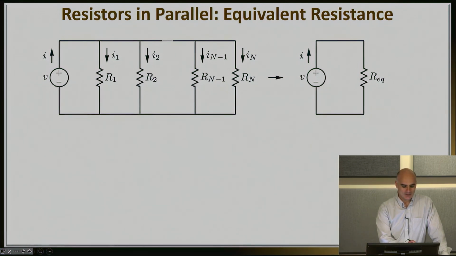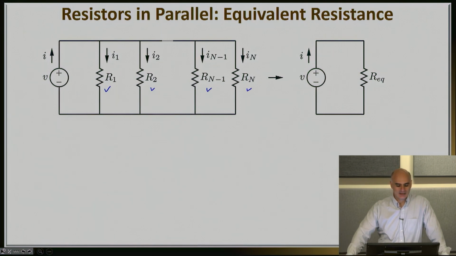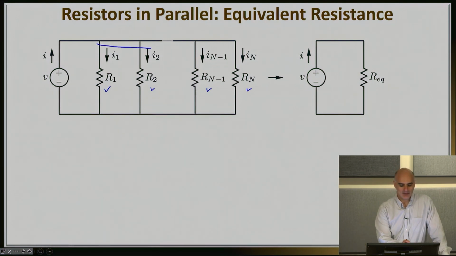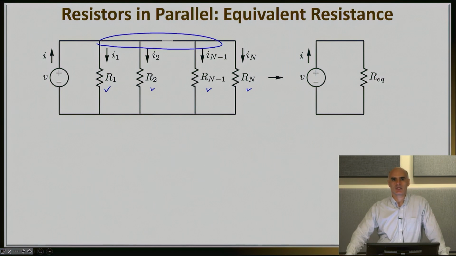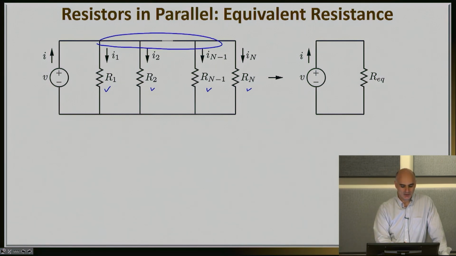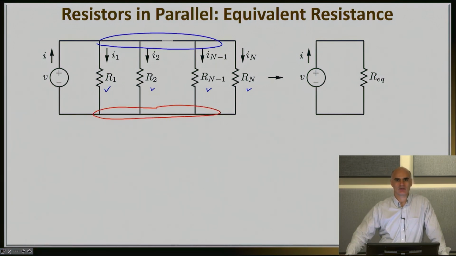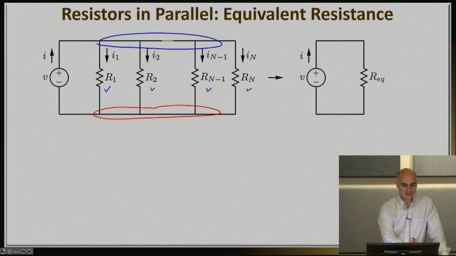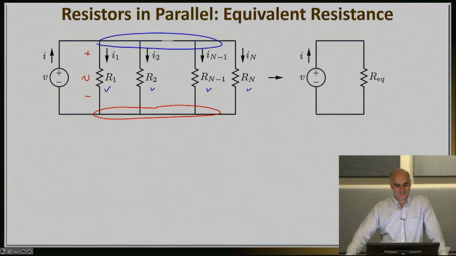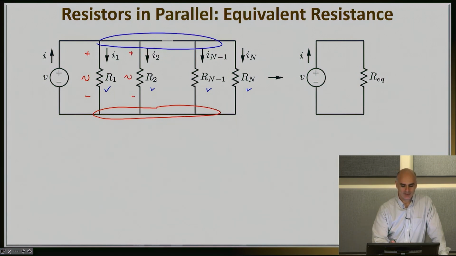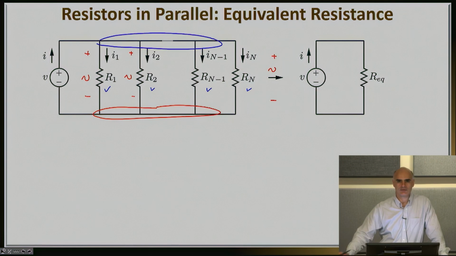You can see that we have several of them, n in this particular case, and we have been able to take all of the upper nodes of these resistors and put them together, and we've been able to take all the lower nodes of these resistors and put them together. By doing that, we have achieved one very crucial thing, and the very crucial thing is that the voltage drop across all resistors is exactly the same. So across R1 is V, across R2 is of course V, across Rn is of course V.